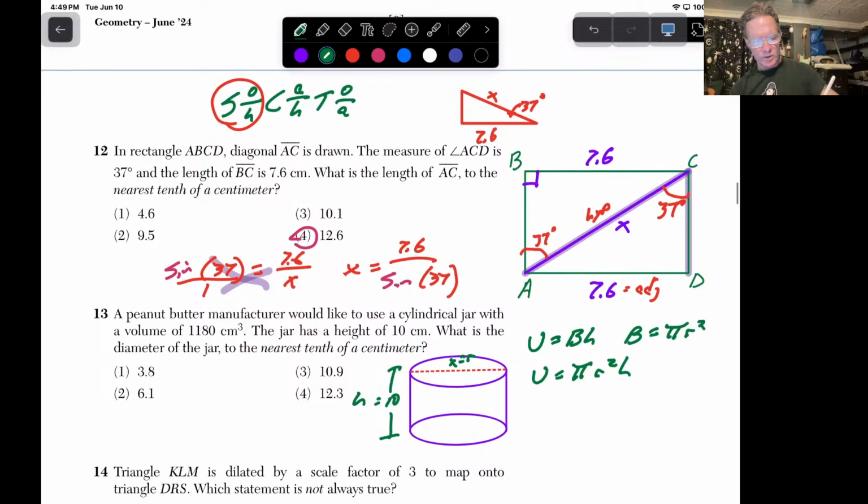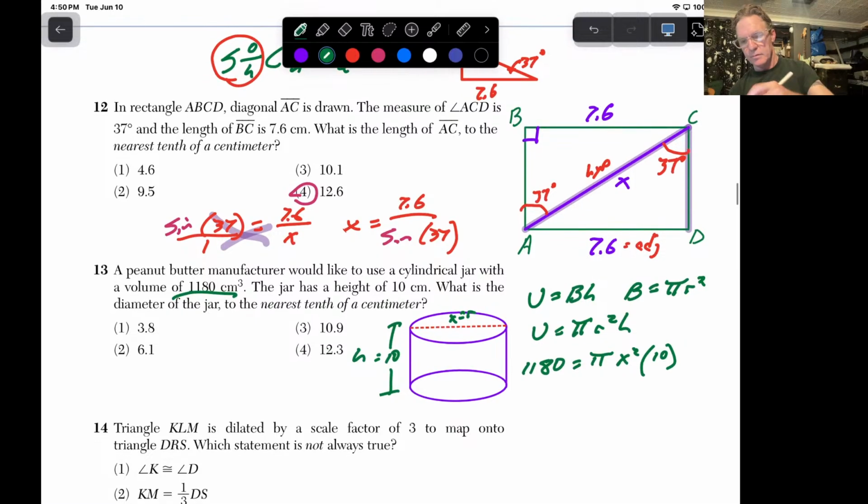All right, so we know the volume is 1180. So 1180 equals pi times x squared times a height of 10. I'm just going to divide both sides by 10. Divide by 10, and you're going to get 118 equals pi x squared. Divide by pi, and you're going to get x squared equals 37.56, something like that.